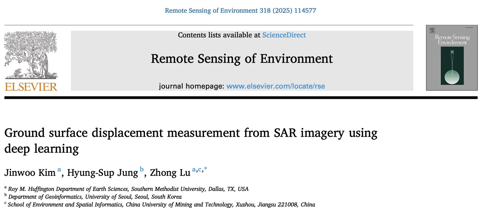So the second method is called offset tracking. And instead of phase like InSAR, this one focuses on the amplitude of the radar signals. So by comparing images taken at different times, scientists can actually see how features on the ground have shifted. Oh, so it's like playing a cosmic game of spot the difference. You got it. I like that.